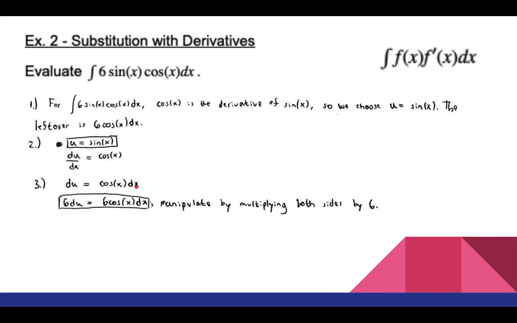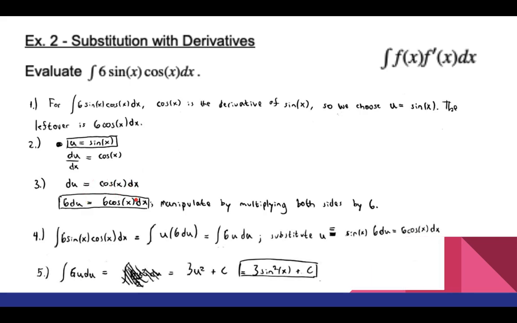We haven't completely solved for our entire leftovers yet, though. We have du equals cosine of x dx, which means now we need to multiply both sides by 6 to get 6 cosine of x dx. So we're going to get 6 du equals 6 cosine of x dx, and that allows us to solve for our leftovers. So now we can rewrite our integral as u times 6 du. We replace 6 cosine of x dx with 6 du, and we replace sine of x with u. Okay? So that's going to give us 6u du for our integrand.